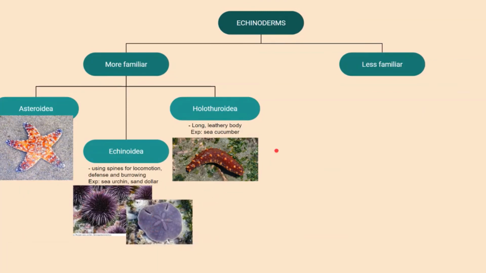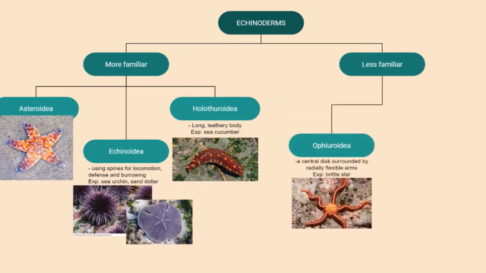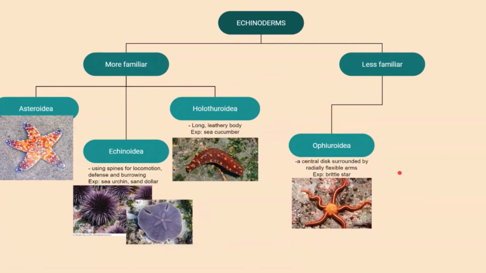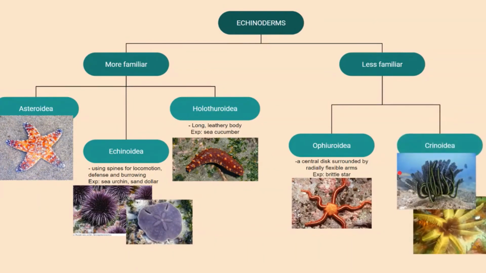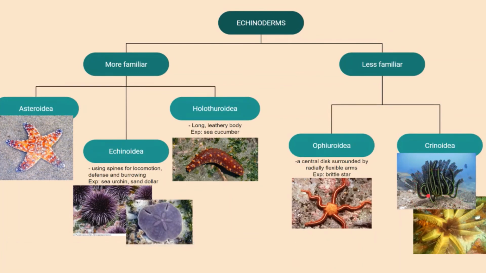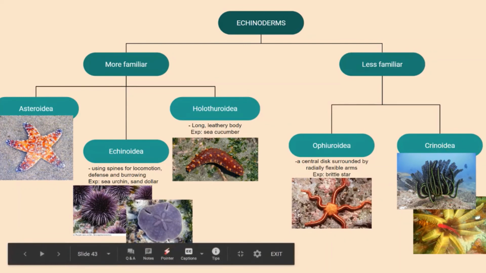For the less familiar types of group, we have two. First is Ophiuroidea. Ophiuroidea have a central disc surrounded with radially flexible arms. So this is actually a brittle star. Brittle stars are totally different from sea stars. And the last one is Crinoidea. Crinoidea is the oldest group, which includes the stalked feather star and the motile feather star. The motile feather star is called that because it can move, while the stalked feather star just stays in one place and is sessile.